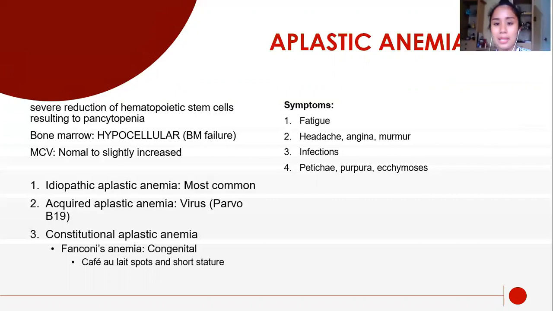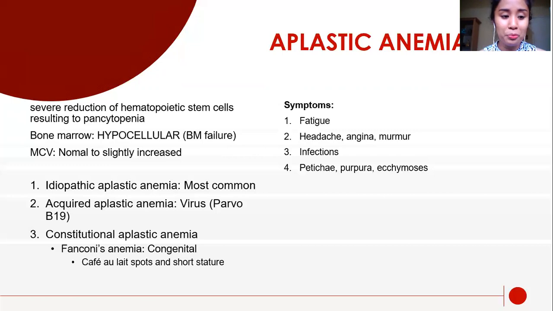This is what stands out in aplastic anemia. I told you, for all anemias, bone marrow biopsy is not really used unless it's leukemia. But in aplastic anemia, the marrow is hypocellular. So it's different from leukemia and from myelodysplastic syndrome. Basically, your bone marrow has failed you. The MCV is normal to slightly increased because some premature cells, blasts, are released into the circulation since there is no production.